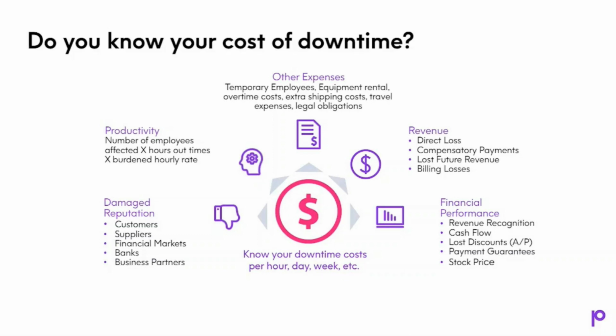And then finally, financial performance. We talked about direct revenue loss. That's obviously going to impact your financial performance in terms of your revenue, but you can have other lower level impacts like cash flow problems and discounts that you could lose. Your stock price could be hit if you've got a very visible downtime event that gets picked up in the trades or in the press, and people value stock based on those kinds of things, particularly if it's a recurring problem.